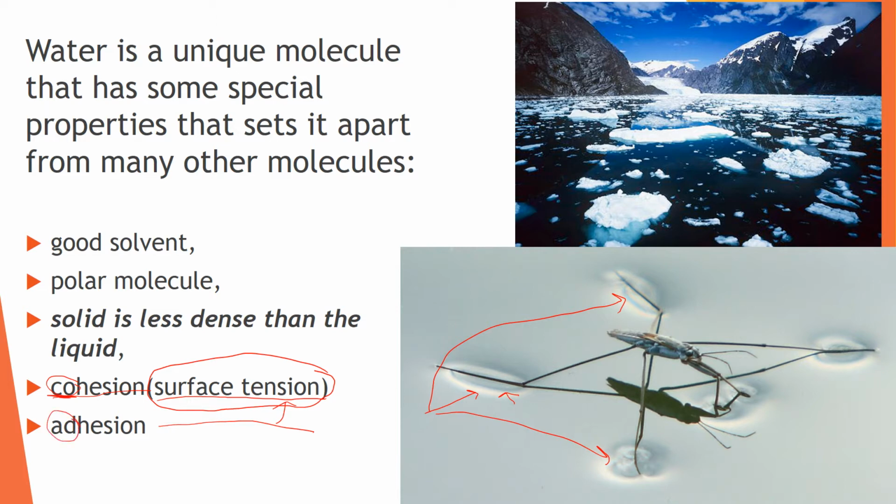Now, adhesion means that water molecules will stick to other things, like the side of a glass or the side of your sink. They will be attracted to other surfaces. So with cohesion, water molecules are attracted to each other, right? And with adhesion, water molecules are attracted to other substances.